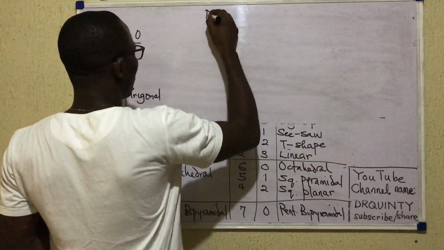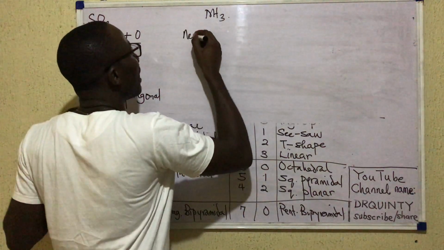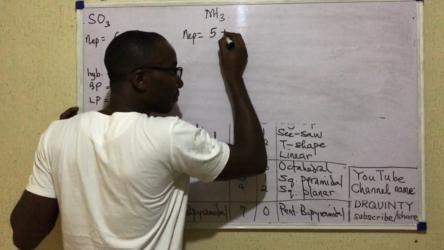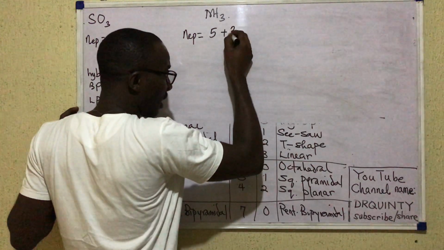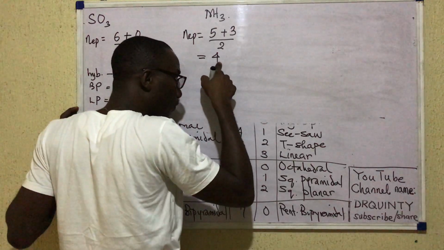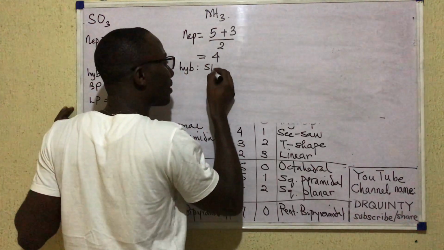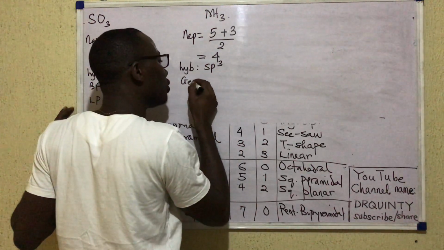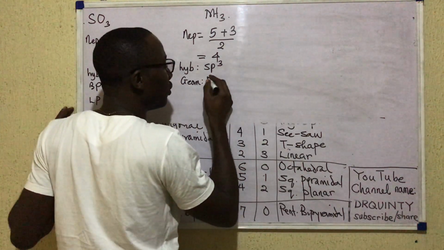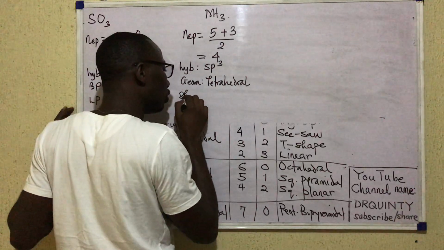Come to this next example, ammonia. The same ammonia we saw earlier. Now for ammonia, the number of electron pairs equals nitrogen has 5 electrons around plus 3 monovalents attached divided by 2. So 8 divided by 2 gives me 4. This 4 will lead me to the following. First, hybridization type, sp3. Second, geometry. Because there are 4 electron pairs and an sp3 hybrid, the geometry would be tetrahedral. That's settled.